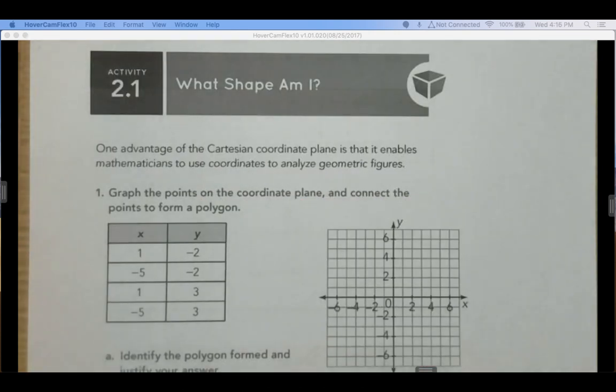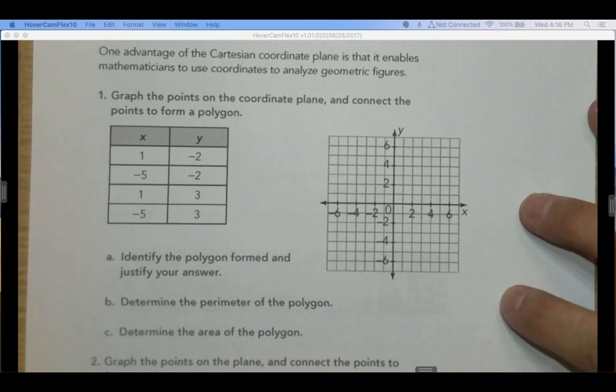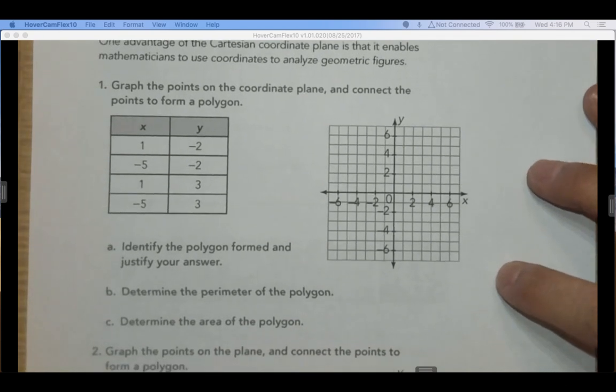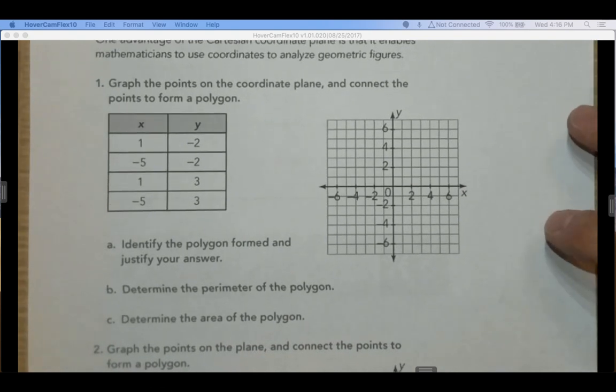Activity 2.1 now. What shape am I? One advantage of the Cartesian coordinate plane, I think I'm saying it right, is that it enables mathematicians to use coordinates to analyze geometric figures. Graph the points on the coordinate plane and connect the points to form a polygon. Okay, so you should pause, do it, and then check to see that you're right. That's how you get better. It's all about doing the right thing over and over again. So you try, then you watch, then you correct if you need to, and see if you're on the right track, and then try to get better as you go. Okay, so pause it and do it, and then play this.